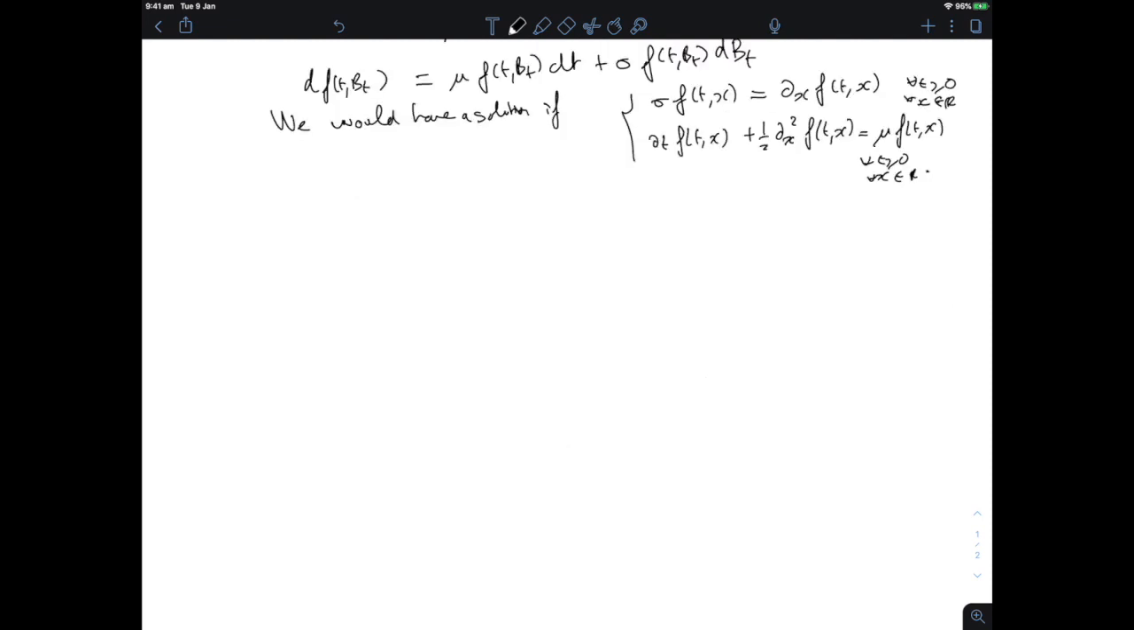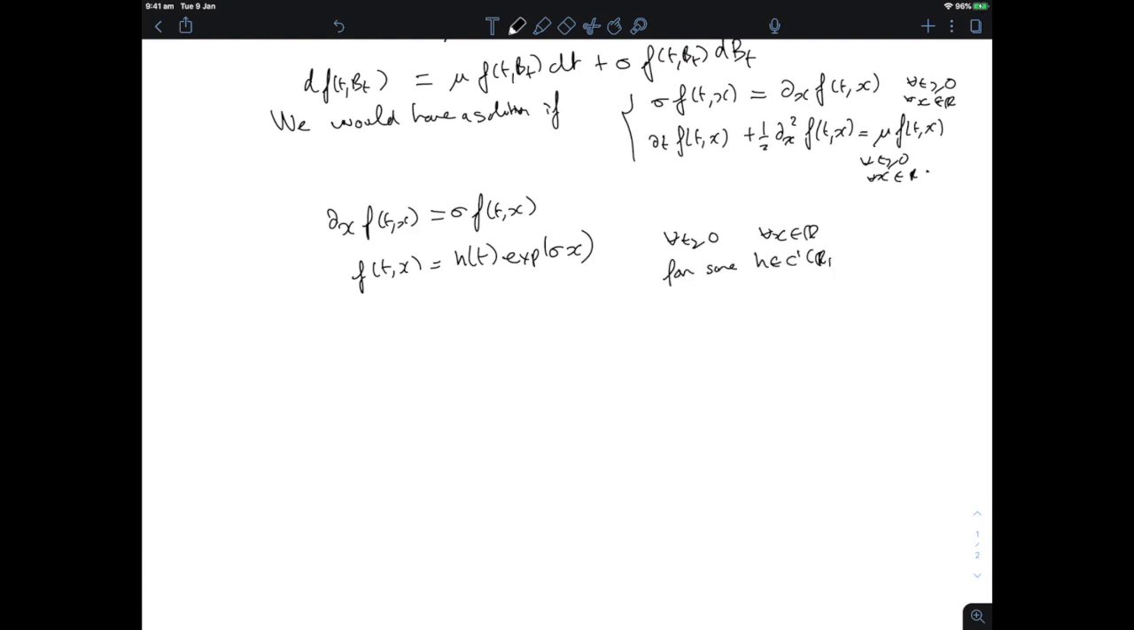Okay, so let's see if we can solve this system of PDEs. So the first one, okay, I want dx of f(t,x) to be equal to sigma f(t,x). This would certainly happen if I choose my f(t,x) of the form some function of t, let's call it h of t, times exponential sigma x, for all t, for all x, and for some function h which is C1. Right? If I have that, when I differentiate in x, I will get sigma times f(t,x). So this would certainly imply that.